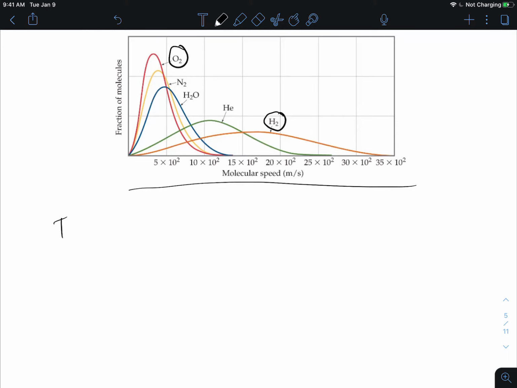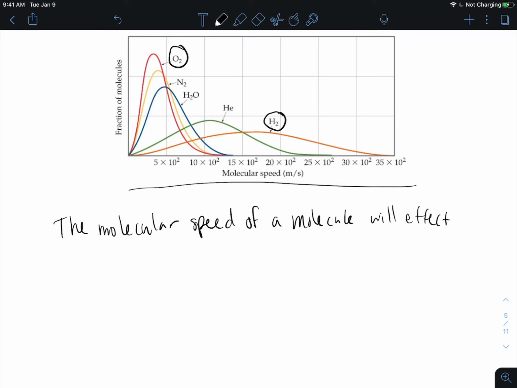So the molecular speed of a molecule will affect the rates of effusion and diffusion.